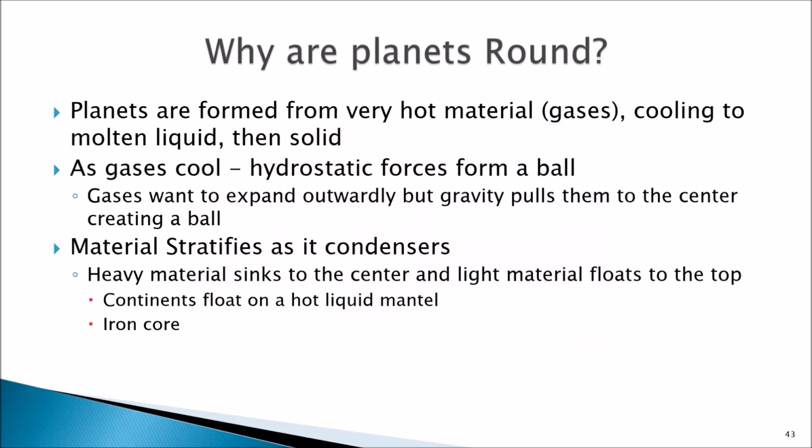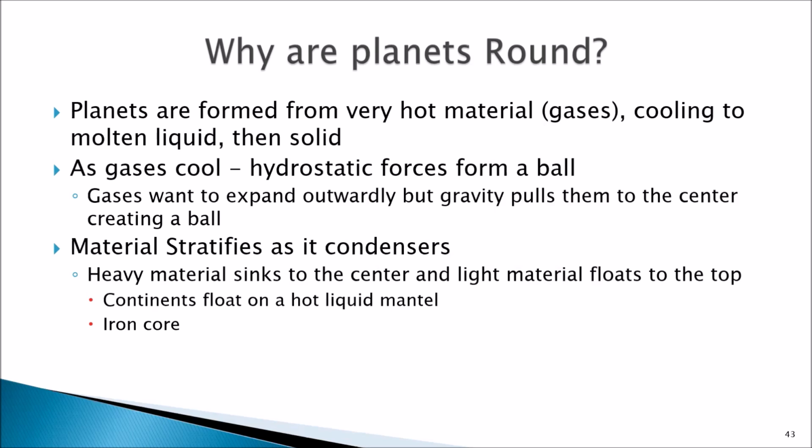So someone asked me one time, why are planets round? Well, you got to remember that when the planets are formed, they are really mostly hot gases. Certainly Jupiter and Saturn are all gases, but the inner planets will cool off and become liquid, and then finally a solid. And as the gases cool, the hydrostatic forces form a ball.